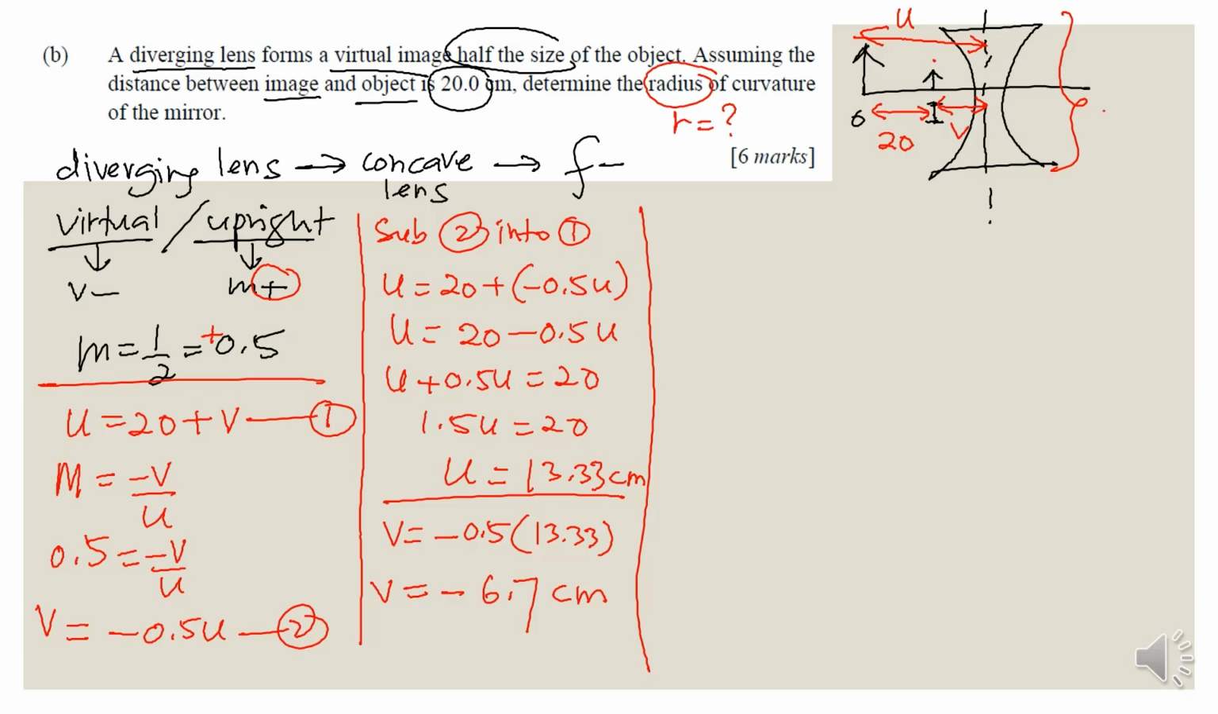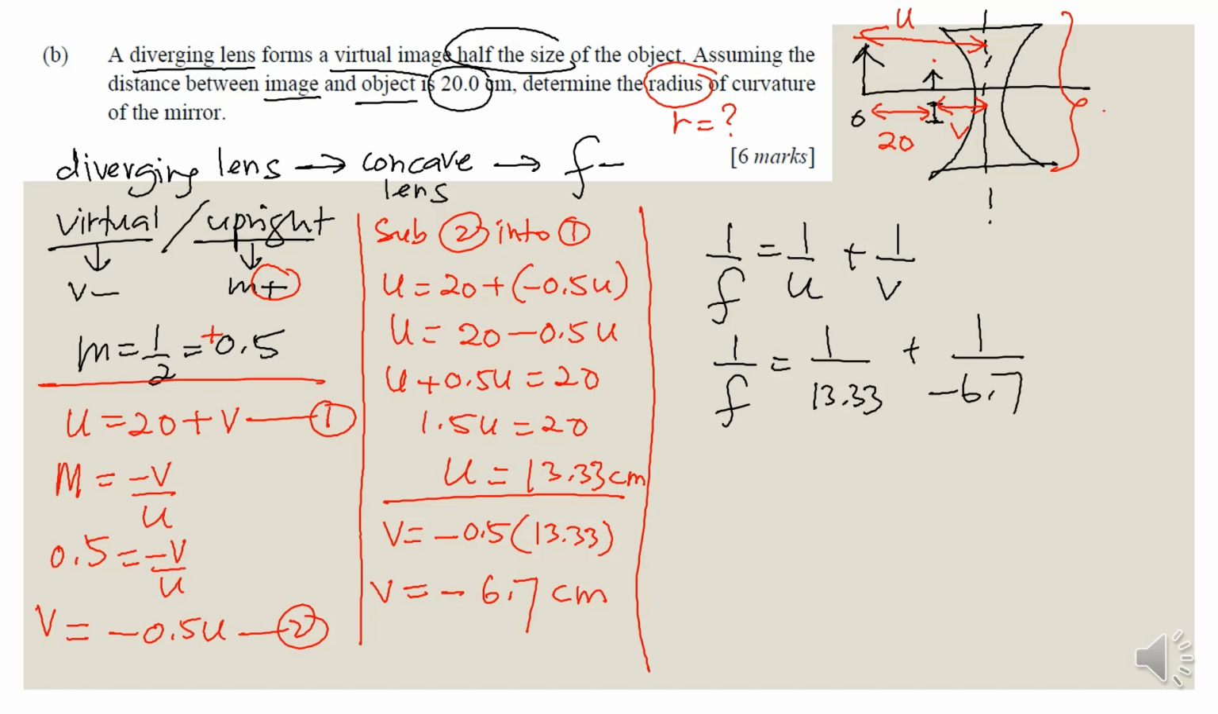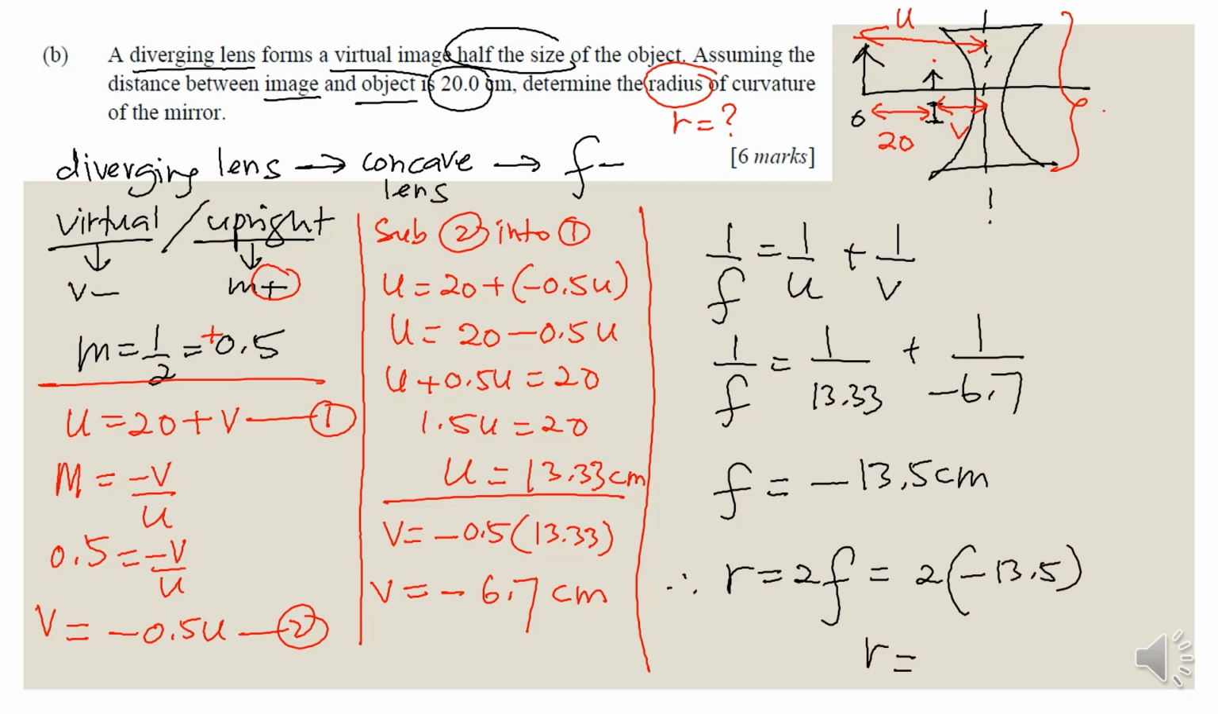Okay, so bila dapat dekat sini, kita cari pula dia punya F. 1 over F equal to 1 over U plus 1 over V. So 1 over F equal to 1 over U is 13.33, V is negative 6.7. Okay, last sekali awak akan dapat F equal to negative 13.5 cm. Okay, and then barulah kita cari dia punya R. R is equal to 2F. F negative 13.5 dan R kita adalah negative 27 cm.